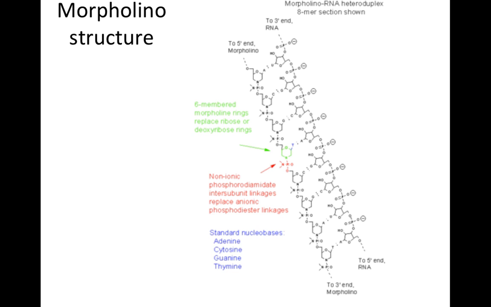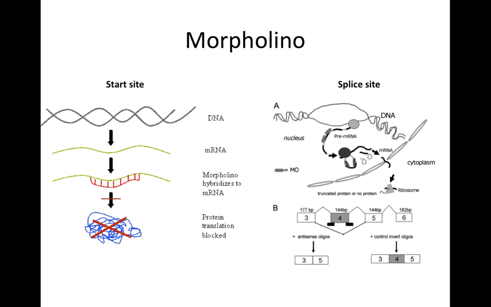The reason that we've altered both the ring structure and the phosphodiester bond is to disable an organism from cleaving up and getting rid of this morpholino when it is injected. So a morpholino is going to knock down the expression of a gene via blocking translation. And you can have a morpholino that is complementary either to a start site or a splice site.